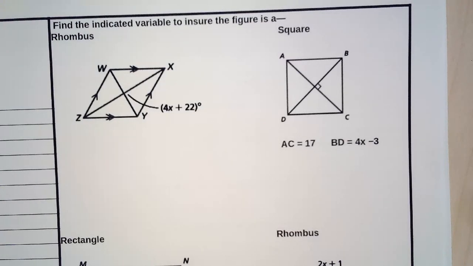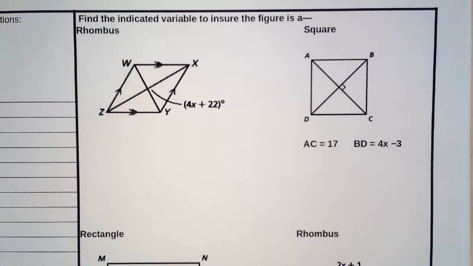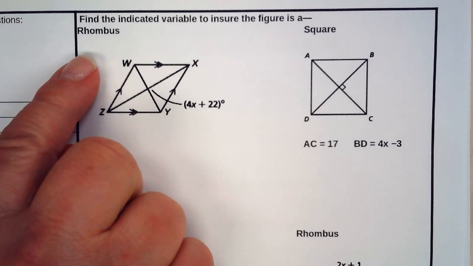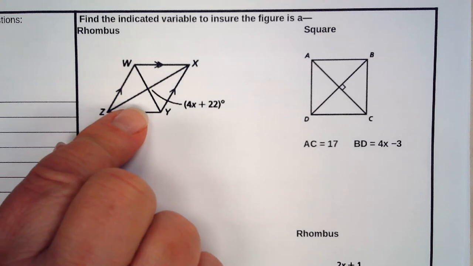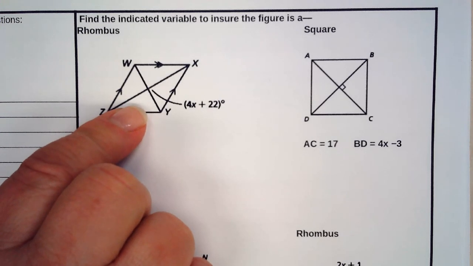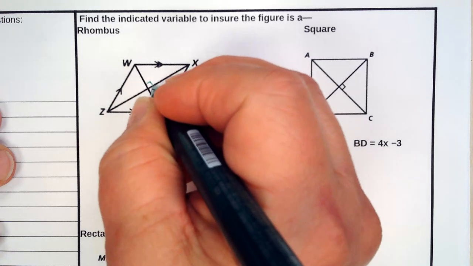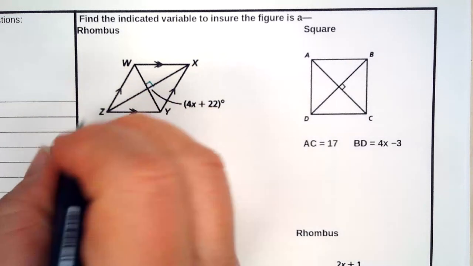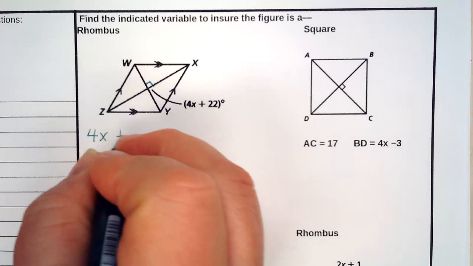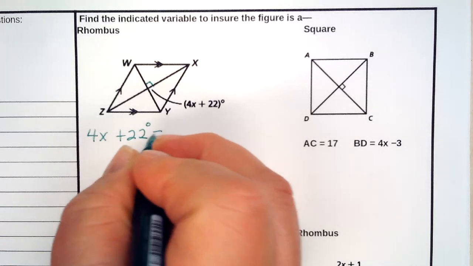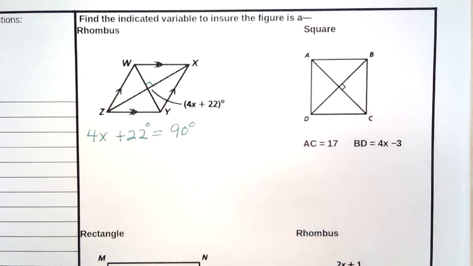Okay, find the indicated variable to ensure that the figure is a given shape. So it's going to say what it's supposed to be, and then you have to decide how to use that. To be a rhombus, what do we know about our diagonals? Well, we know our diagonals are perpendicular. So 4x plus 22 must be equal to 90 degrees.